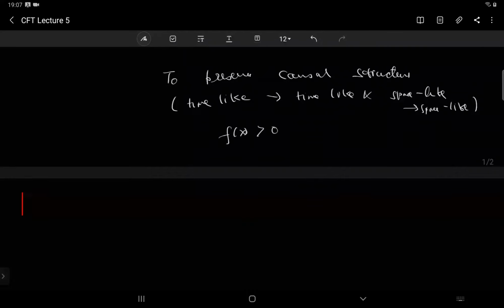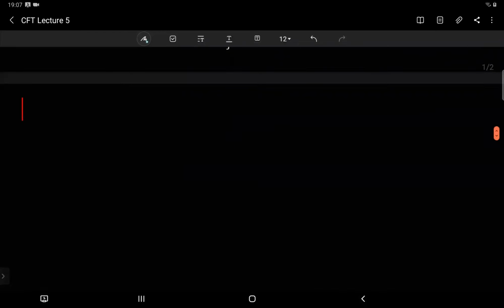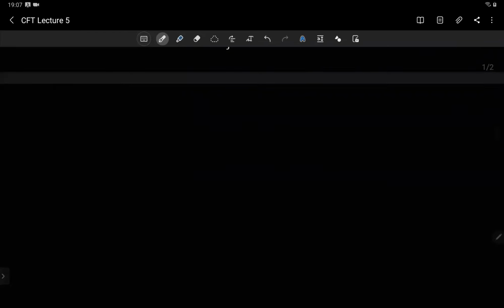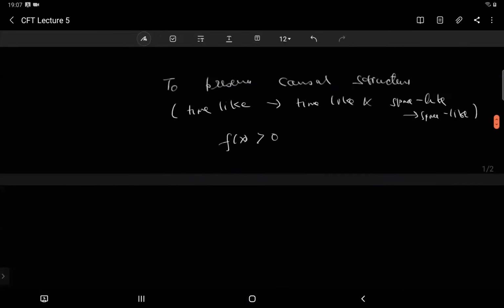Okay, and then we introduced... Hello. Sorry. Yeah. This is not true for Euclidean space, right? In Euclidean there is no concept of causal structure, but you need it to be still positive, because lengths are positive in a Euclidean space. So even there it is necessary, because you don't want lengths to become negative.